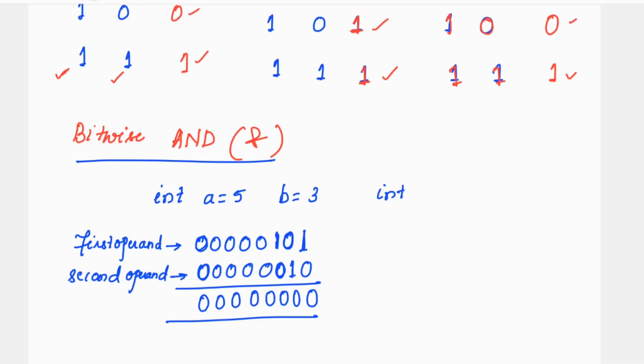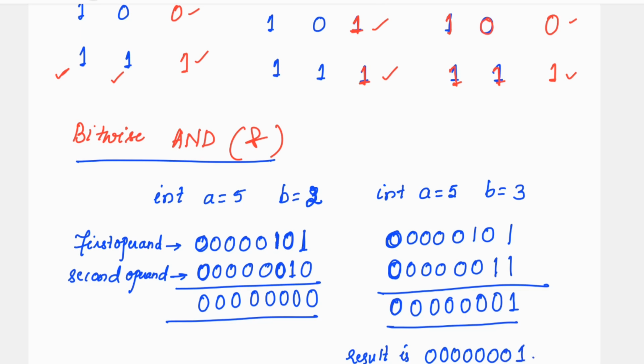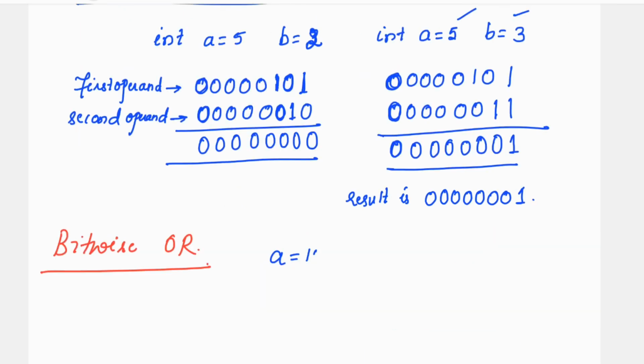Let me take one more example. Integer a equal to... the bit of the first operand is compared with the corresponding bit of the second operand. If both bits are zeros, the result is 0. Here also 0, 0, 0, 0. So you will get here the result as 0, 0, 0, 0, 0, 0, 0, 1.